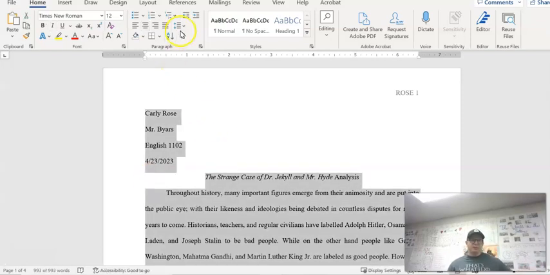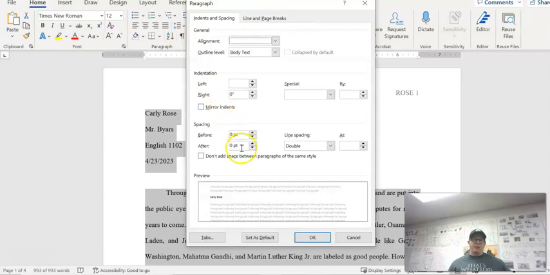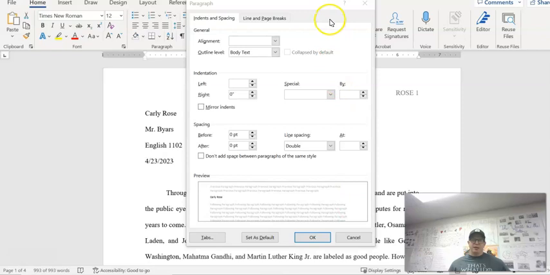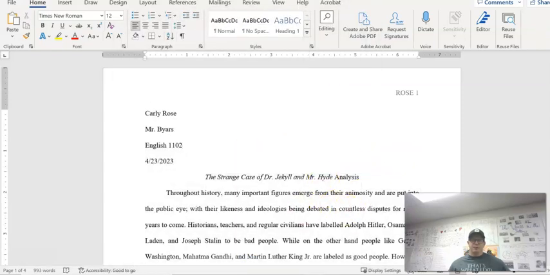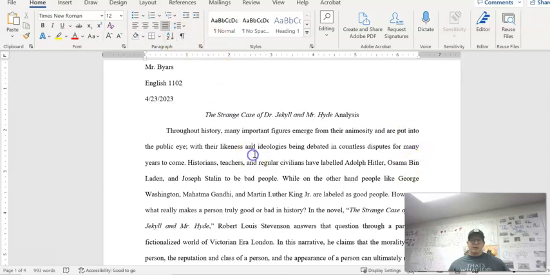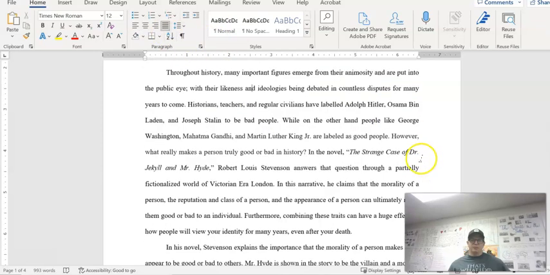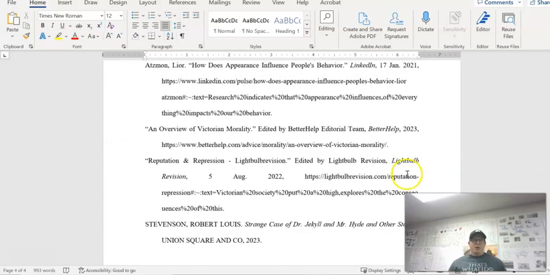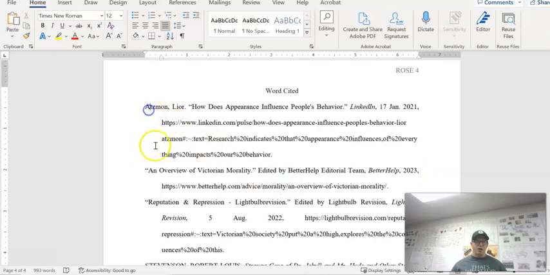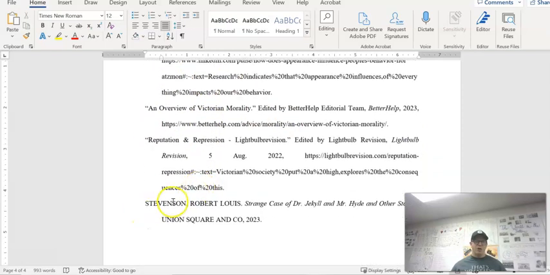Okay, so that's problematic. Formatting, paragraph, 0 double. Great. Good job. Good job, Carly. That's exactly right. The formatting's correct. Okay. Let me get this guy out of the way. All right. Look, it's all justified. Good, good, good. Okay. Works cited page. A, R, S. Good, good, good.